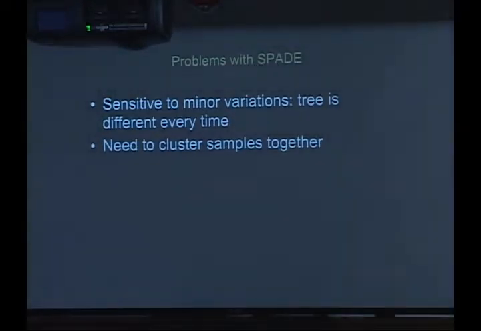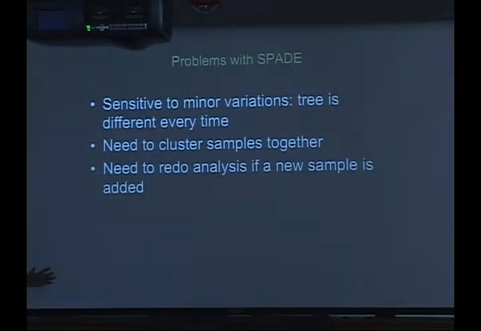Yeah, so the qualitative conclusions you can get from the tree are the same because the data is the same, but as we discussed, the details of the construction of the tree are different. And the other thing is that you need to cluster all the samples together when you do your SPADE analysis. This means that if you want to add a new sample to your analysis, then you have to essentially rerun your clustering and rerun your SPADE analysis from scratch.